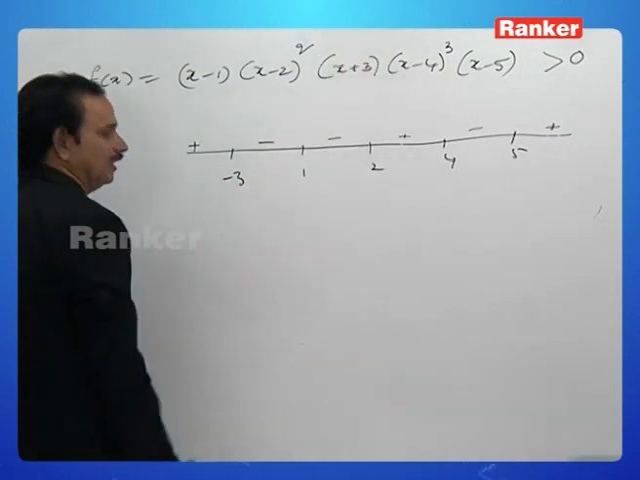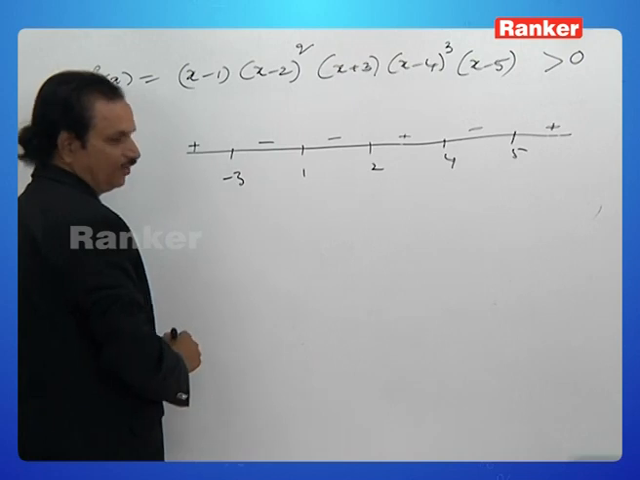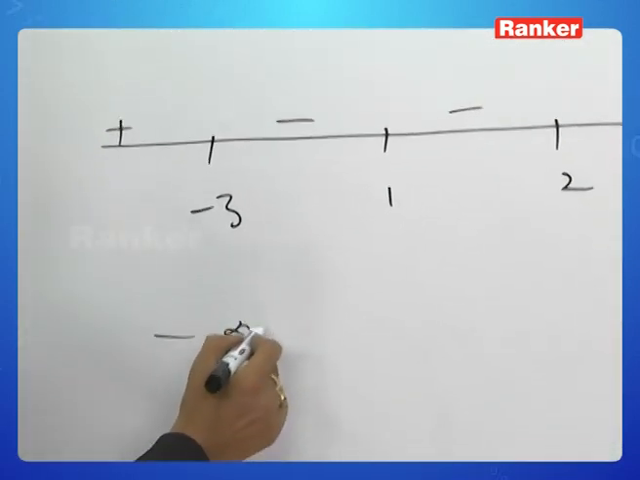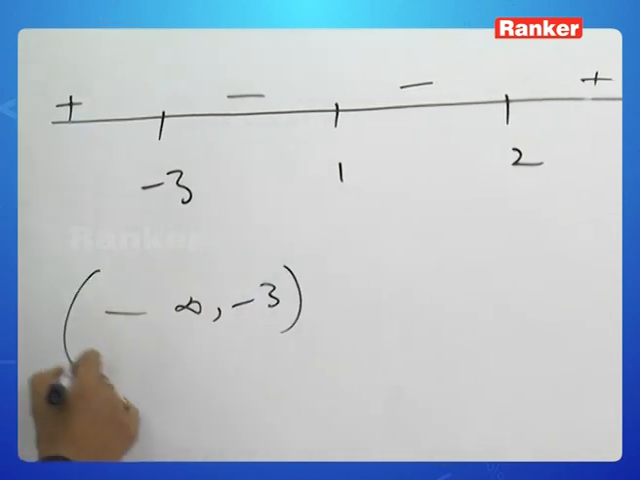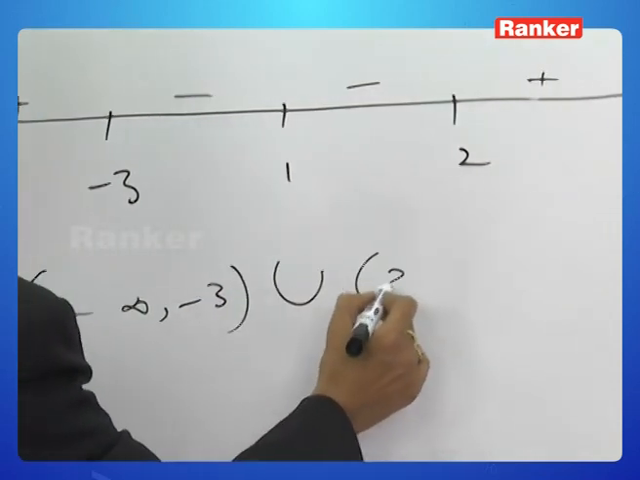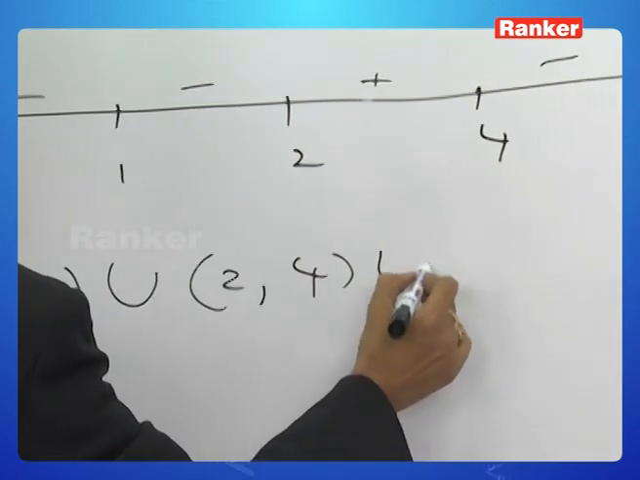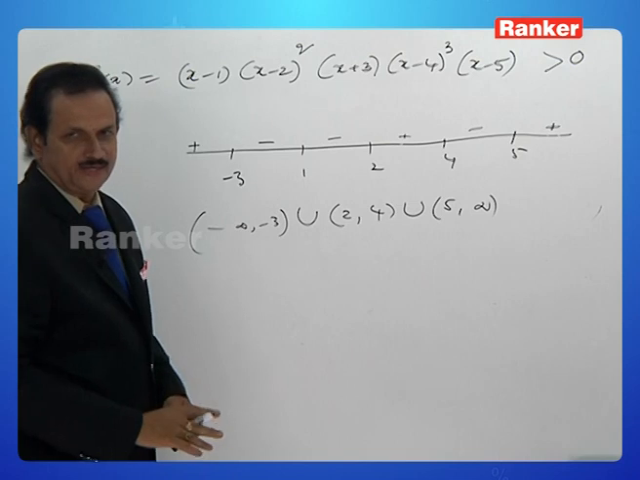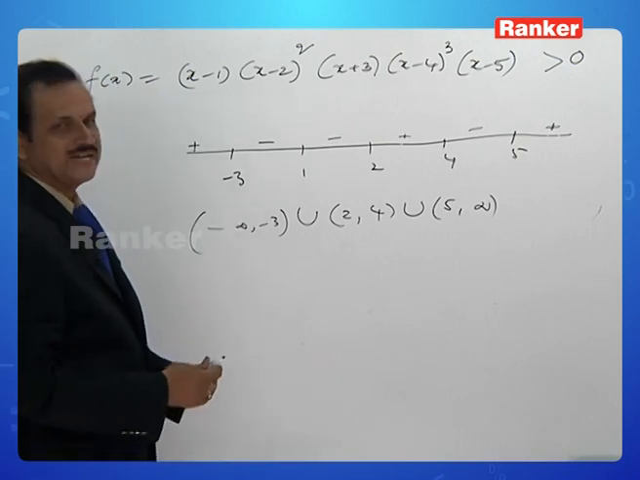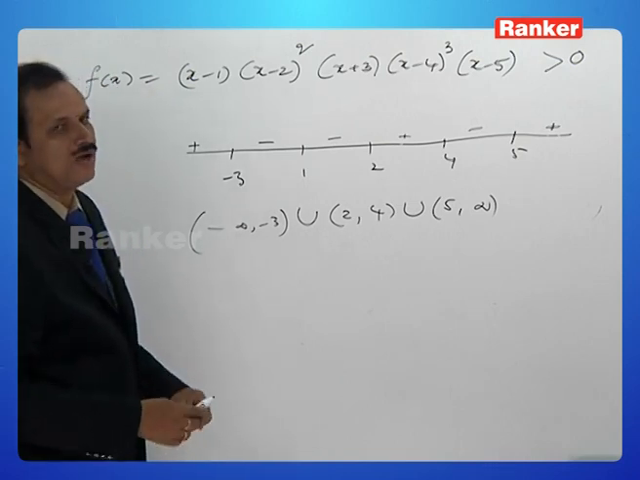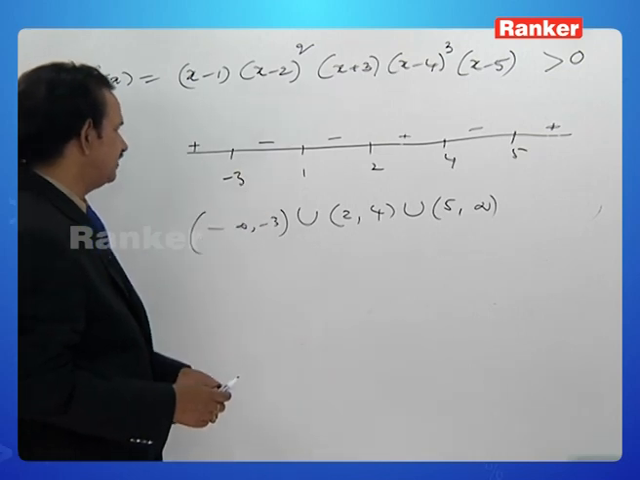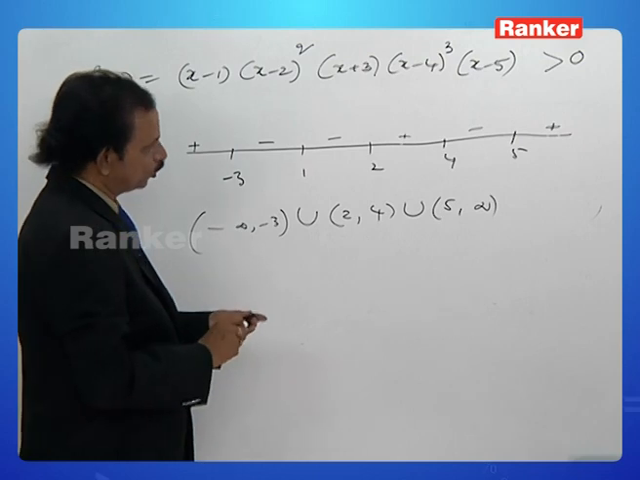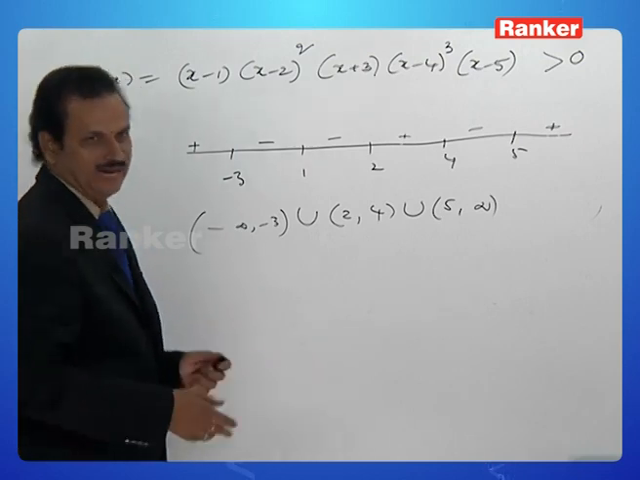So the alternate symbol. Now greater than 0. Greater than 0 means what are the regions? Minus infinity to minus 3, union 2 to 4, union 5 to infinity. Accordingly, you can solve that expression if it is supposed to be negative also. Very easy to pick the regions. What are the regions? -3 to 2, union 4 to 5. That's all.